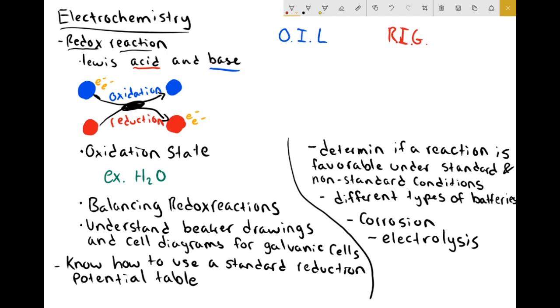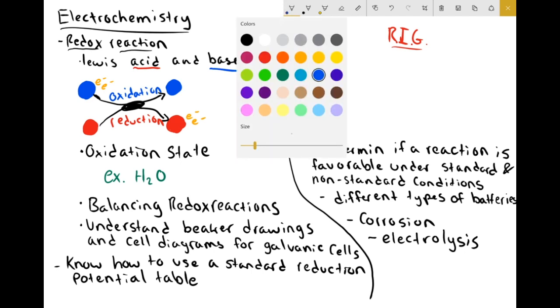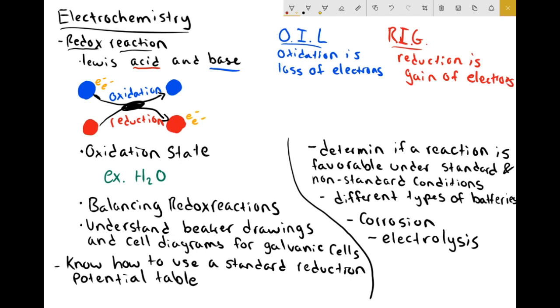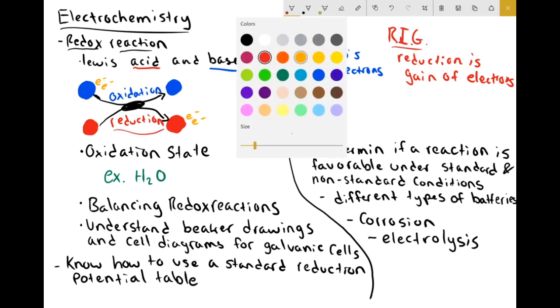So something you learned in class was this OIL RIG way of remembering the difference between Lewis acids and bases. So OIL stands for oxidation is loss of electrons. And then RIG is reduction is gain of electrons, which is in fact what we're seeing over here in this reaction. The oxidizing agent is losing its electrons and being oxidized, and this reducing agent is being reduced and gaining electrons. So here we can see this acid gaining electrons and the charge becoming more negative, so it's being reduced in charge. That's why we call it reduction. And then oxidation, it loses electrons.